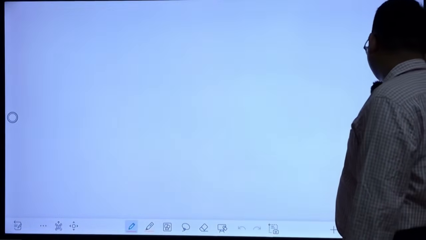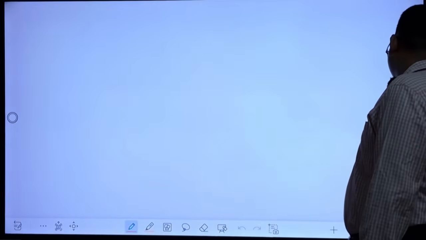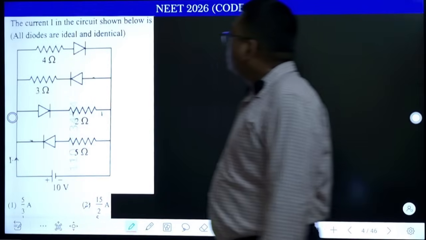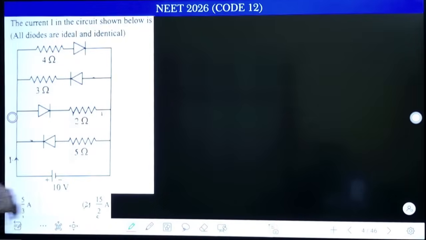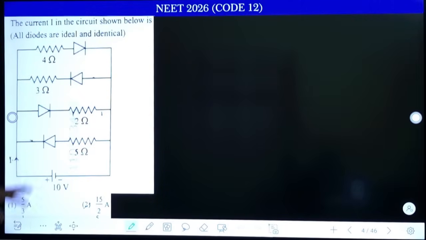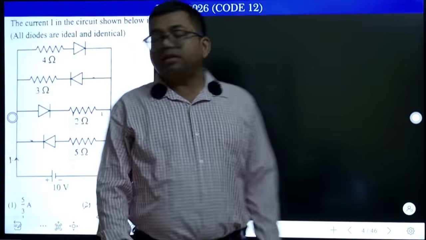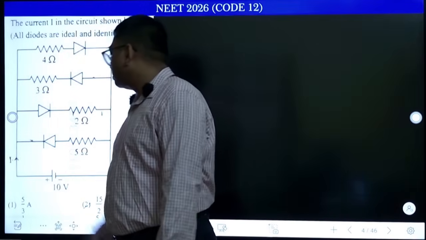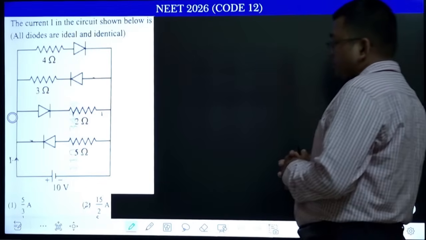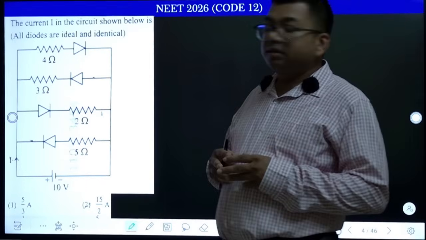Okay, let us move to the next question. The current I in the circuit shown below is. What is the current here in the circuit? If you see this circuit, they are asking for this current. How to calculate this current? Okay, they are asking for the calculation.